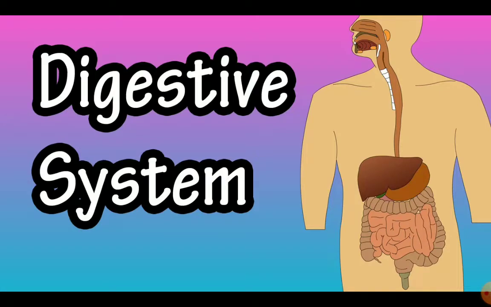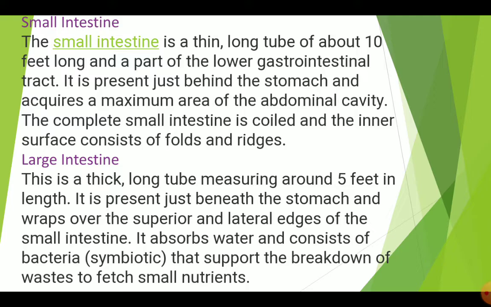Today we are going to continue the topic of digestive system. Part 2. Small intestine. The small intestine is a thin, long tube of about 10 feet long and a part of the lower gastrointestinal tract. It is present just behind the stomach and acquires a maximum area of the abdominal cavity. The complete small intestine is coiled and the inner surface consists of folds and ridges.